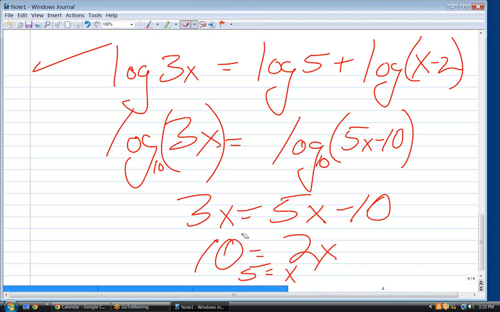And log equations have a lot of extraneous solutions. This is a rare one that does not have one. Usually you get two solutions. You end up with a quadratic and you factor it and you get two solutions, and the negative one usually is extraneous and the positive one is valid. Yeah. That's more typical.